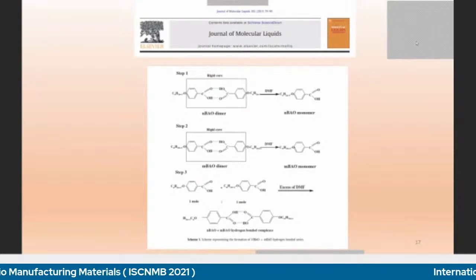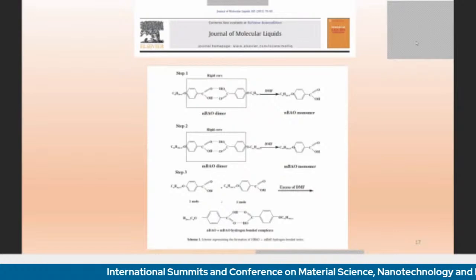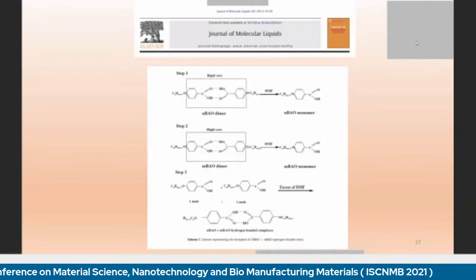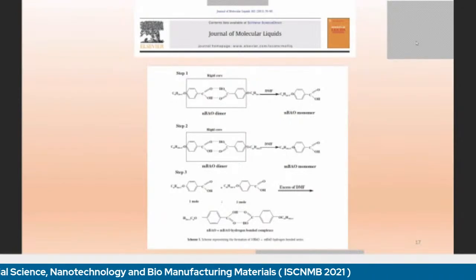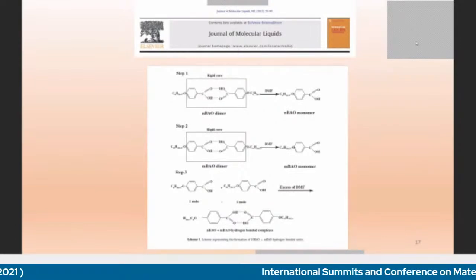We will be taking benzoic acids. It has its own carbon number. The carbon chain length varies from pentyl to dodecyl. So it starts from 5BAO, 6BAO, 7BAO. Because beyond this, we don't get any mesophases. We have only stable symmetric G phases or F phases. So we confine our studies from pentyl to dodecyl, 12BAO. So we just make a dimer into monomer by dissolving it in excess DMF.